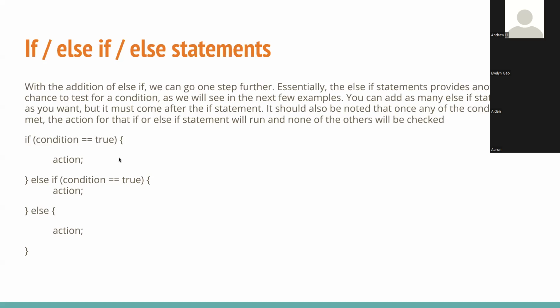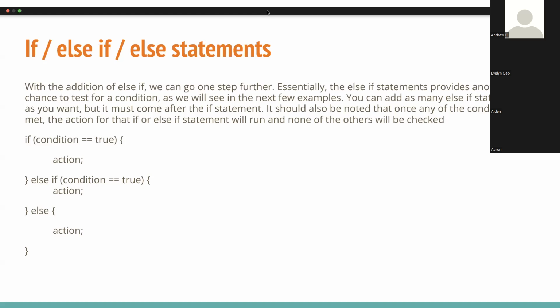So the formatting or syntax of the if, else if, and else statement is: if condition is equal to true, you do your action. If that first if statement is found to be true, then the rest of it isn't run. Only the action of the first if statement is run. So you have your else if, and that also checks if condition is equal to true and executes an action if it's found to be true.